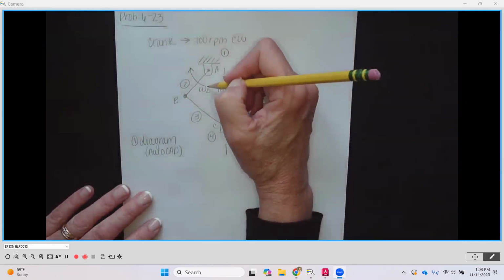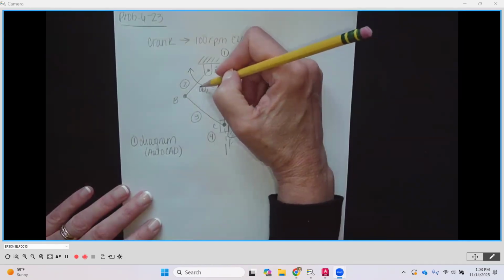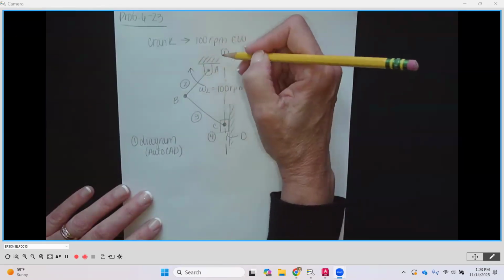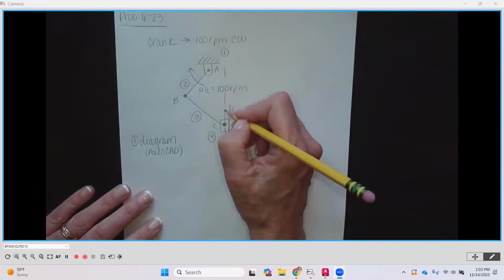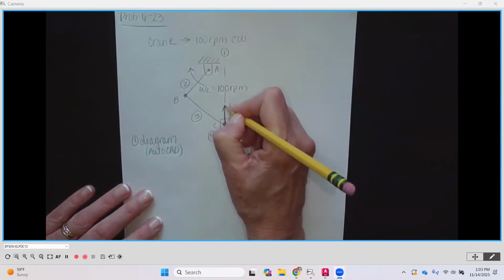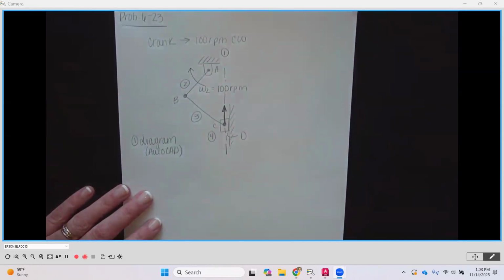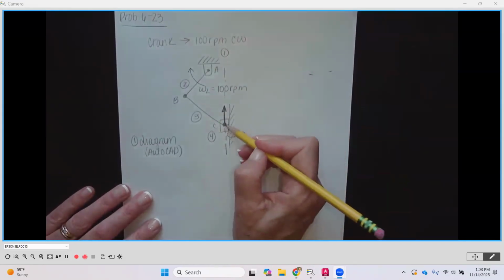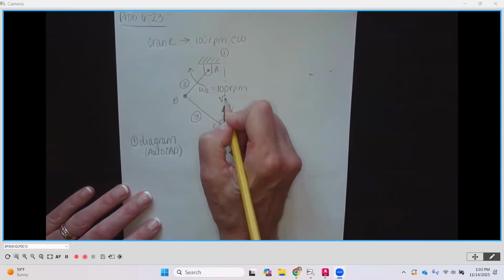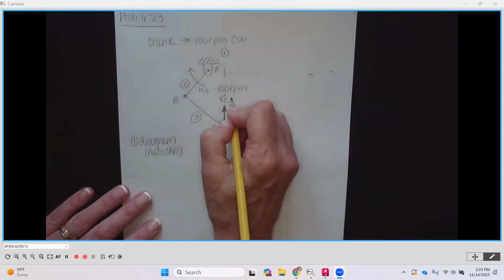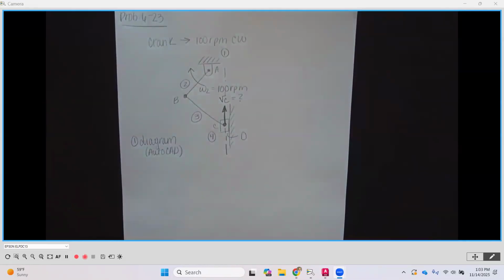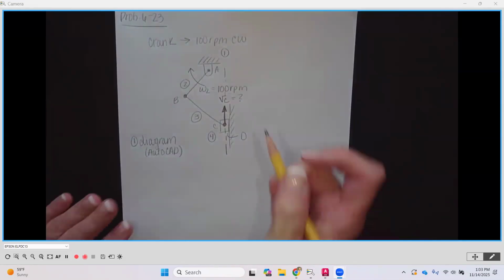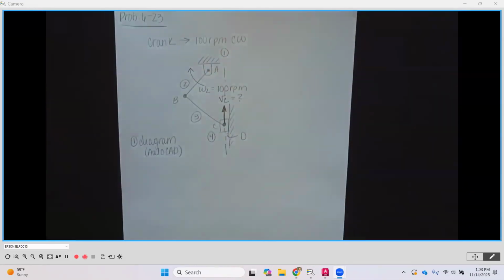So if we look at this point in time and in the orientation that we're in, if we're pulling this up in a clockwise direction, we would anticipate that the direction of the blade is going up at this time as well. Would you agree? And this would be designated as the velocity of point C. So velocity C right there. And this is what we want to find. We want to find the velocity C. What is its magnitude? How fast is it going up when our crank is going in a clockwise direction at this moment in time at 100 RPMs?